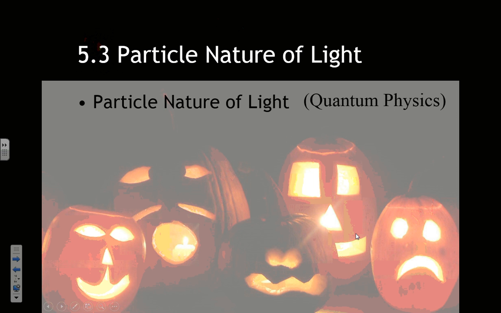Now, not only does light act like a wave, which we just spent some time looking at a mathematical relationship of, light acting, or which is an energy form acting like a wave, eventually scientists realized that light sometimes also behaves like a particle.